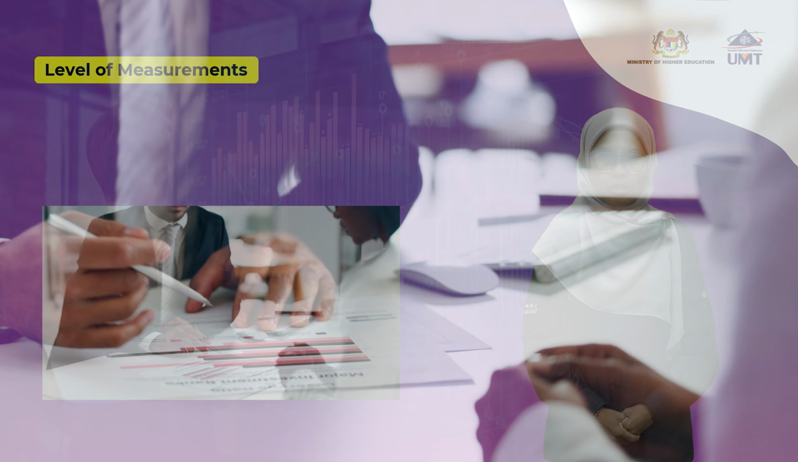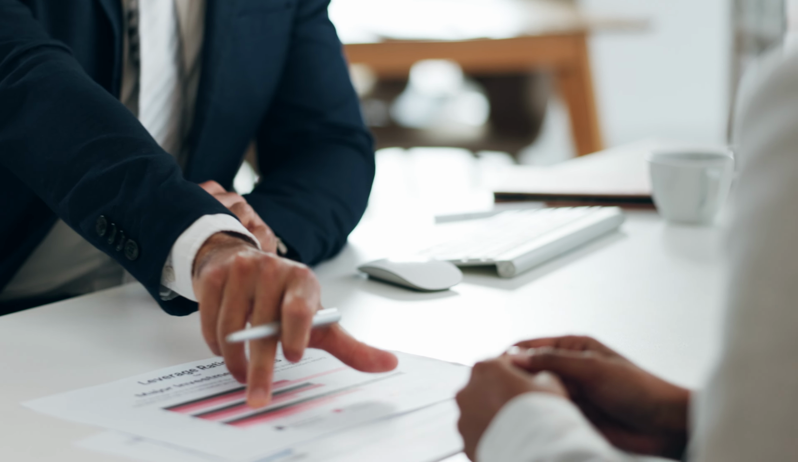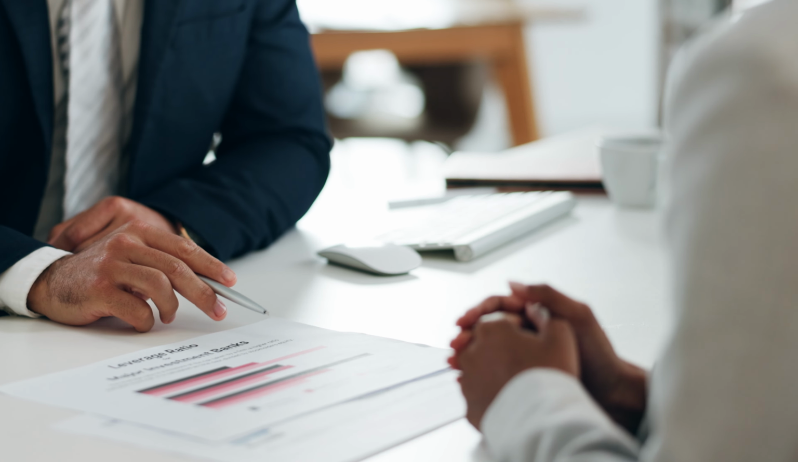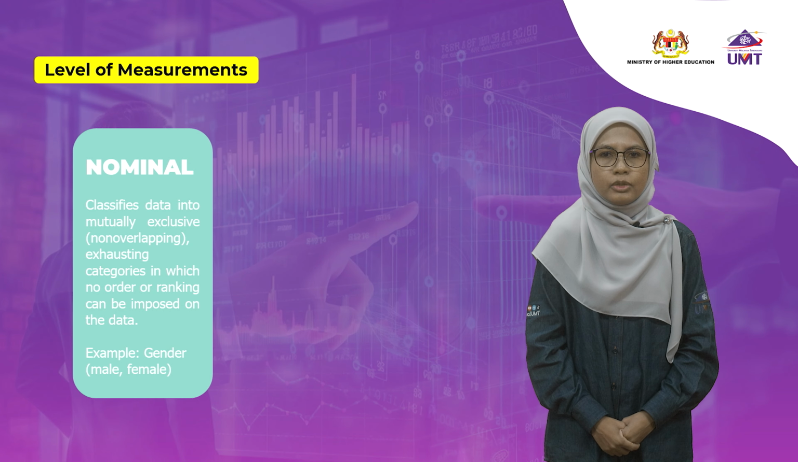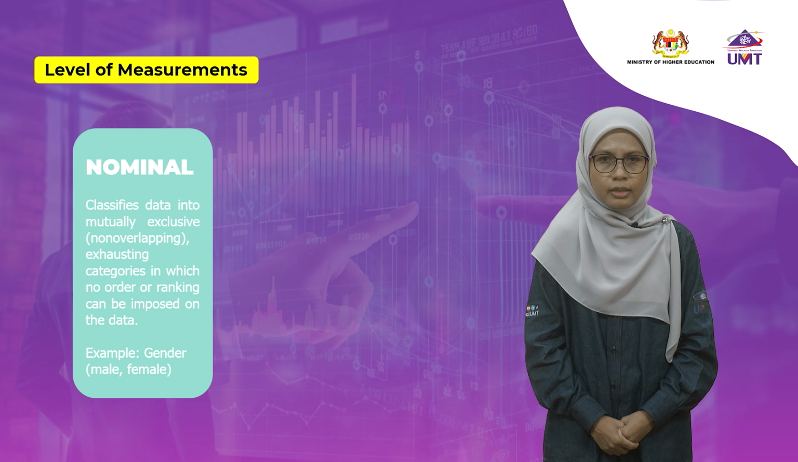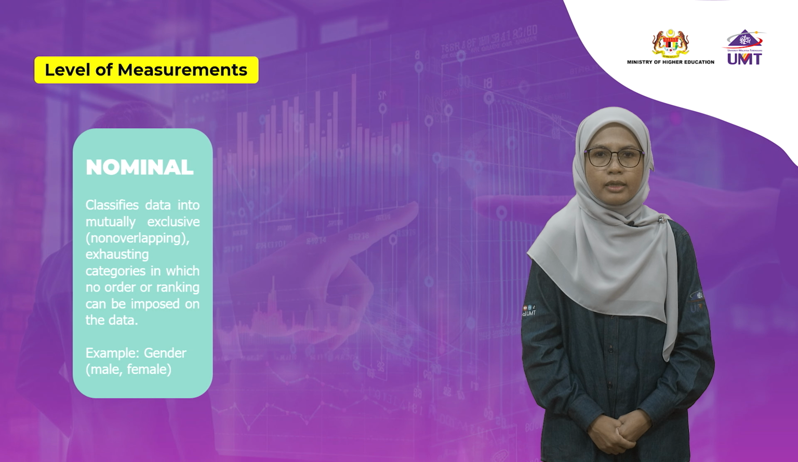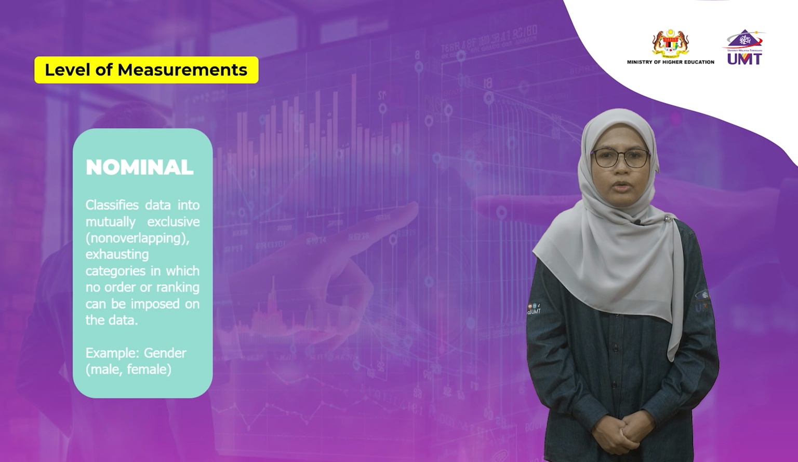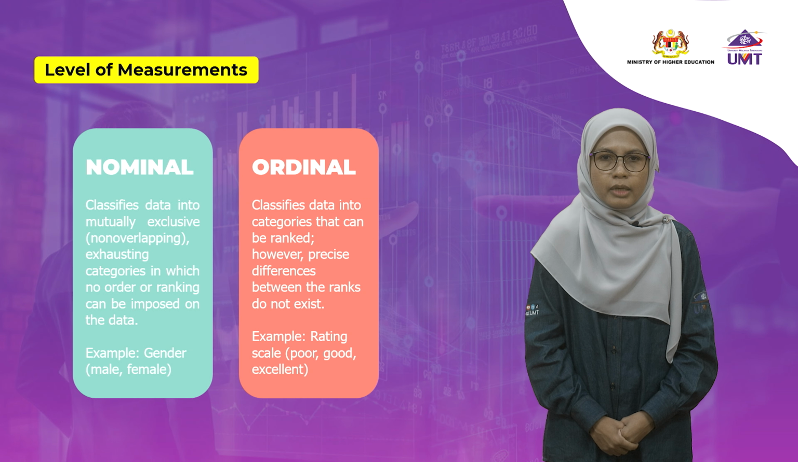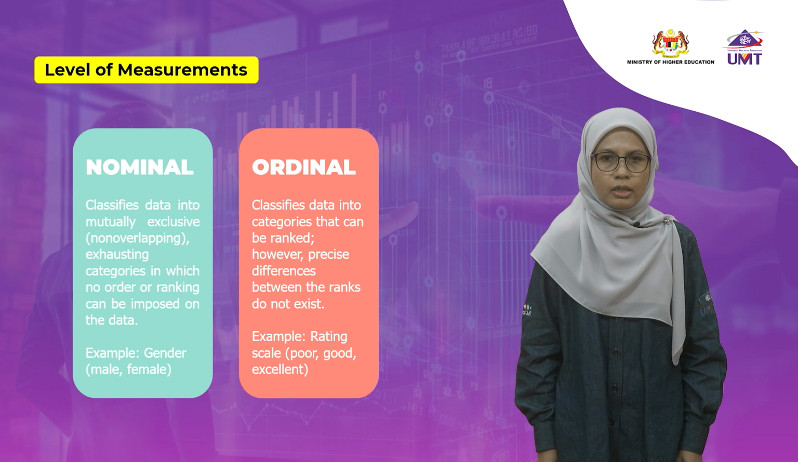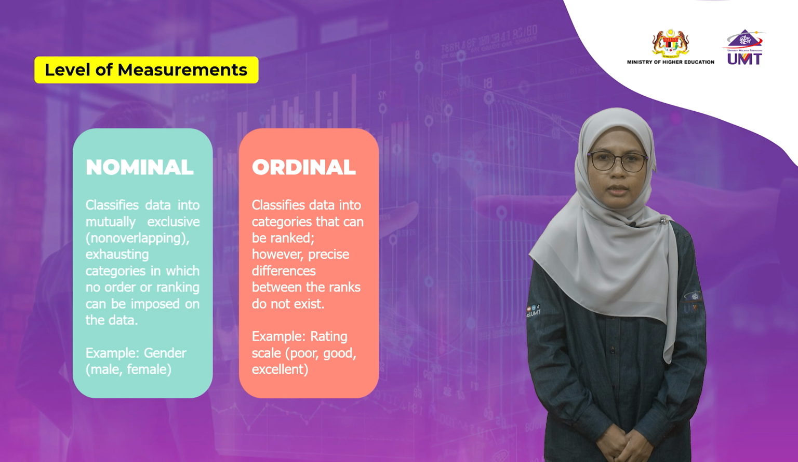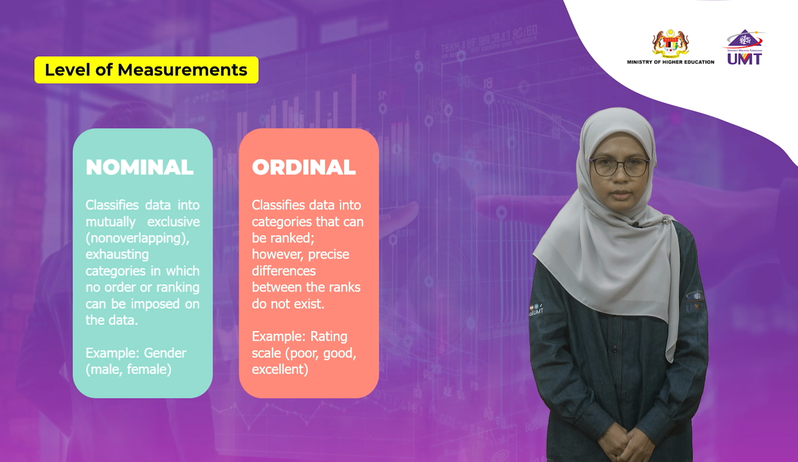Statistics deal with different types of data categorized into 4 levels of measurements. Nominal is the simplest level, where data is classified into categories without any ranking. Examples include gender, male or female, or eye color. Ordinal is where the data can be ranked, but the differences between ranks are not precise. Think of a rating scale like poor, good, and excellent.